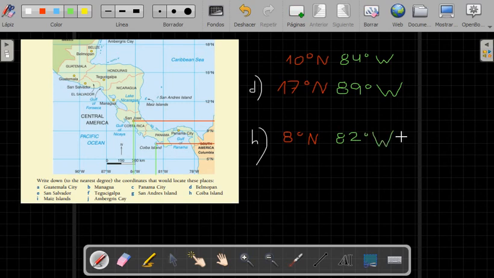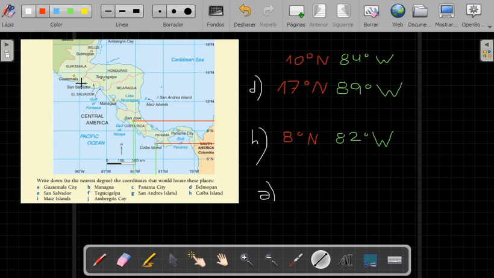Okay, now one last one. Let's see, maybe the J. No, perhaps the A. I want the A. So let's do it. In A, we have to give the coordinates of Guatemala City, the capital of Guatemala. Vamos entonces a buscar Ciudad de Guatemala. And once again, we are going to do the same.